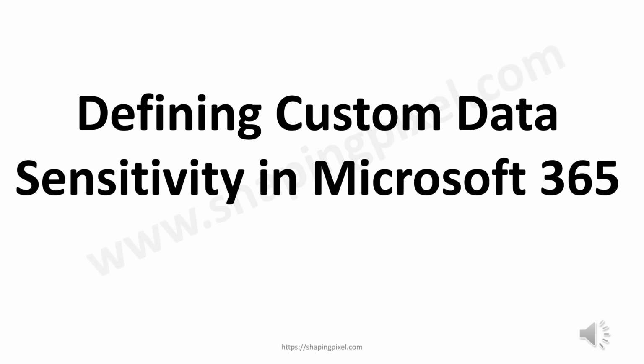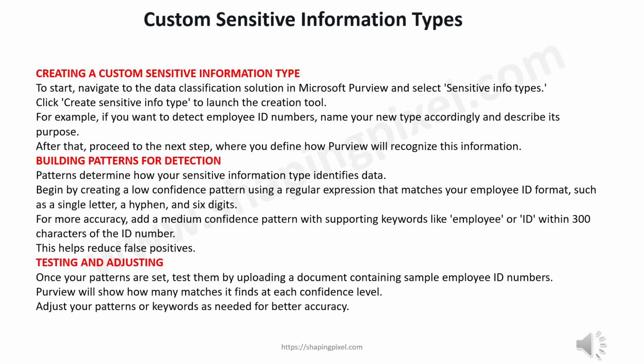Defining custom data sensitivity in Microsoft 365. Microsoft Purview lets you create custom, sensitive information types to protect unique data, like employee ID numbers. You can either copy and adjust an existing type or build one from scratch, depending on your needs.